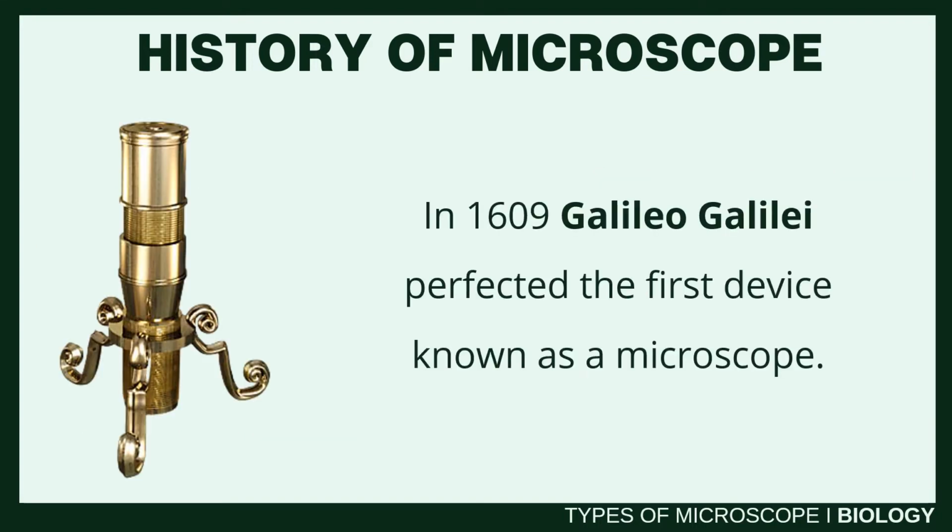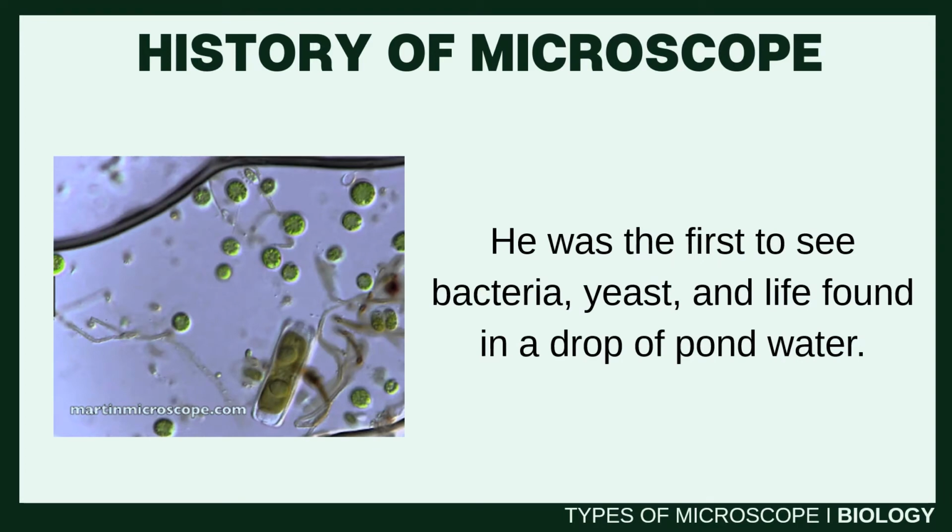During 1609, the first perfected microscope was developed by an Italian astronomer named Galileo Galilei. His invention of microscope led him to become the first person to observe bacteria, fungi, and other life in a drop of pond water.